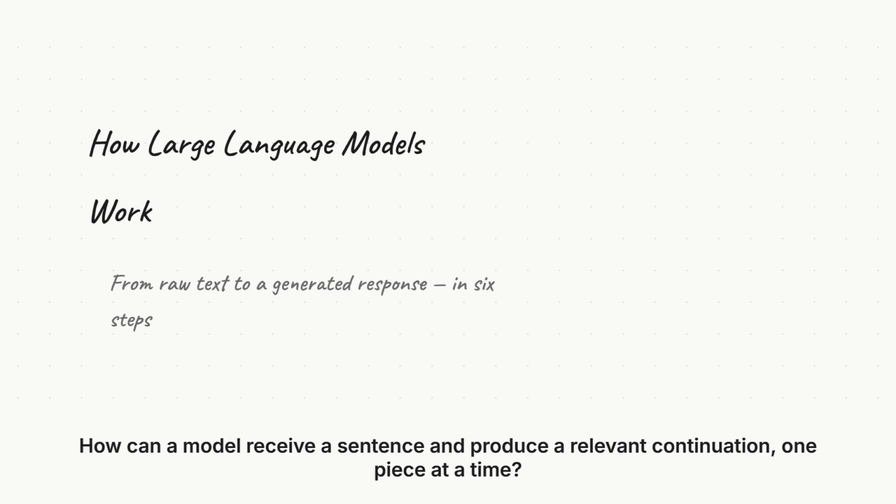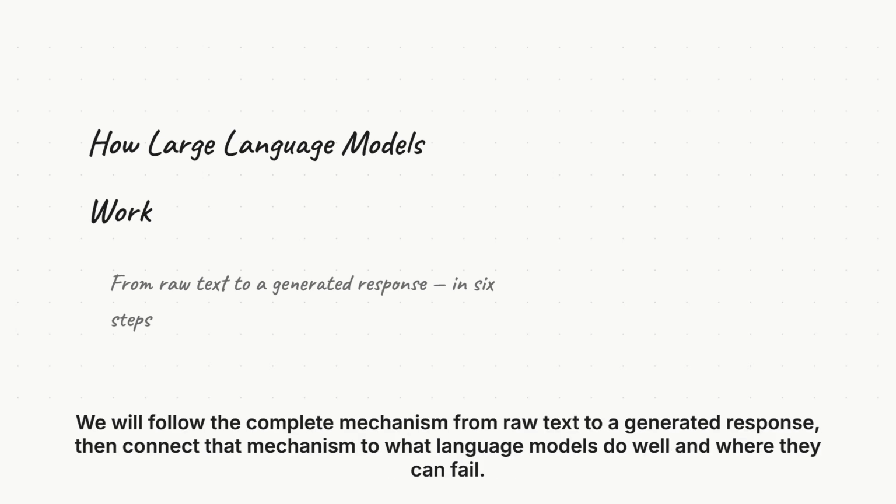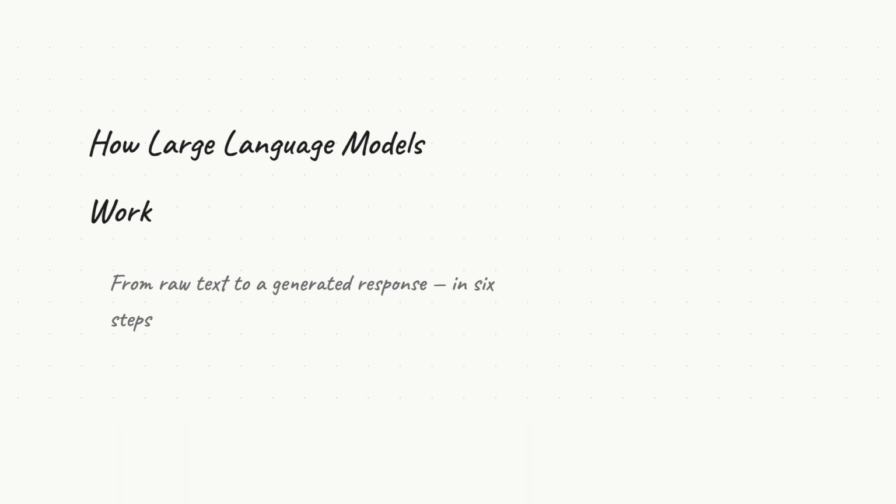How can a model receive a sentence and produce a relevant continuation, one piece at a time? We will follow the complete mechanism from raw text to a generated response, then connect that mechanism to what language models do well and where they can fail.